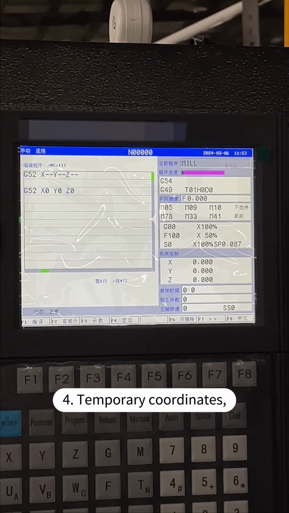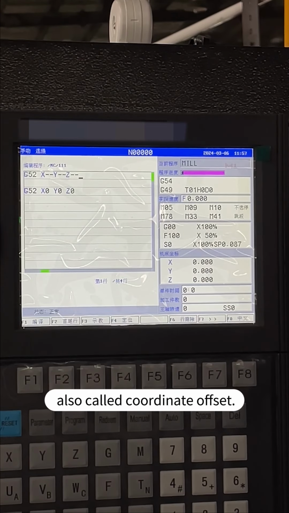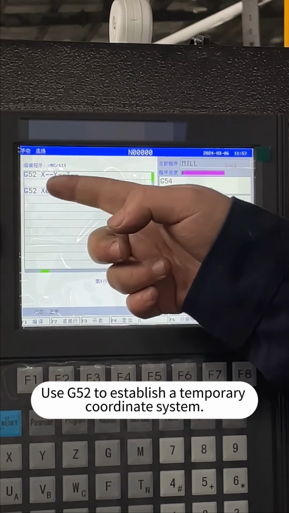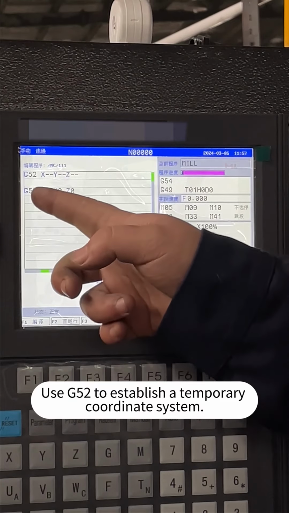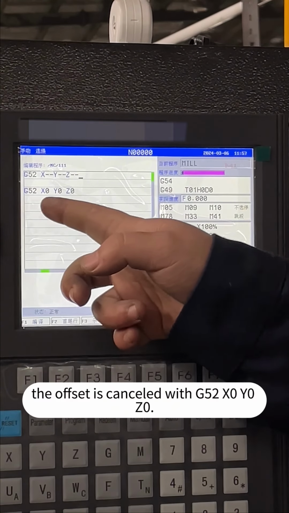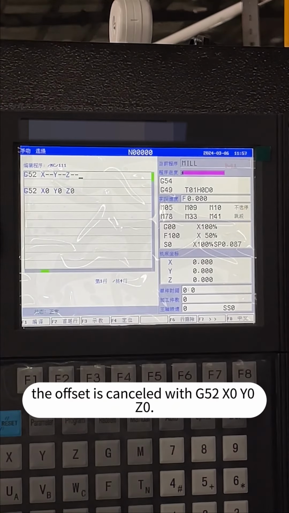4. Temporary coordinates, also called coordinate offset. Use G52 to establish a temporary coordinate system. After use, the offset is cancelled with G52 X0 Y0 Z0.